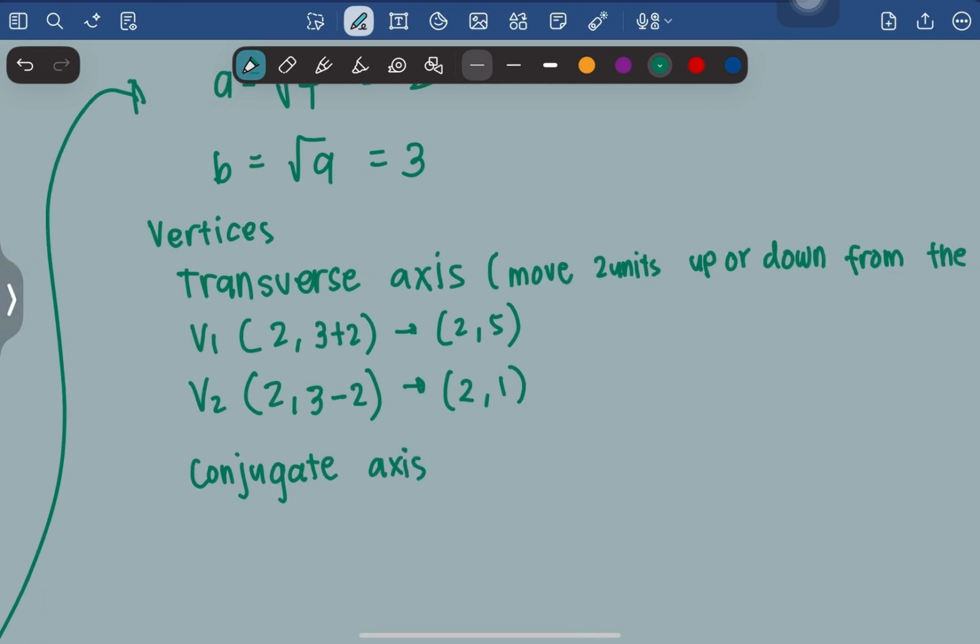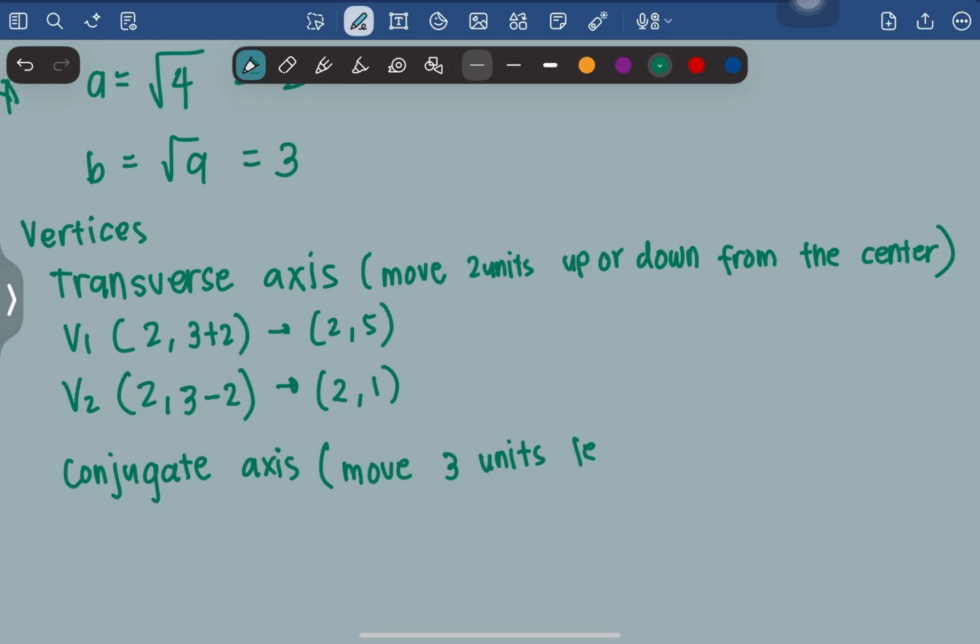Then, for the conjugate axis, dyan nyo makikita yung B. Parallel po siya sa x-axis. So, you need to move 3 units left or right from the center.